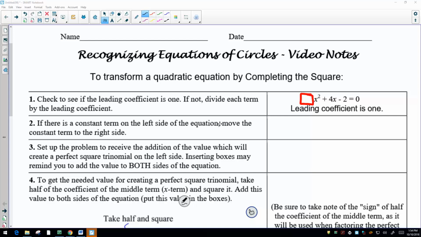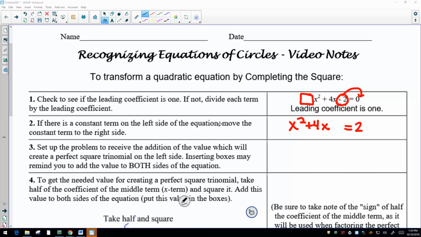Or in other words, I want to take this constant that I see here and move it to the other side so that it's separate from the terms that have an x involved. So in this case, I would have to add the 2 over. So now it's on the opposite side of that equal sign.